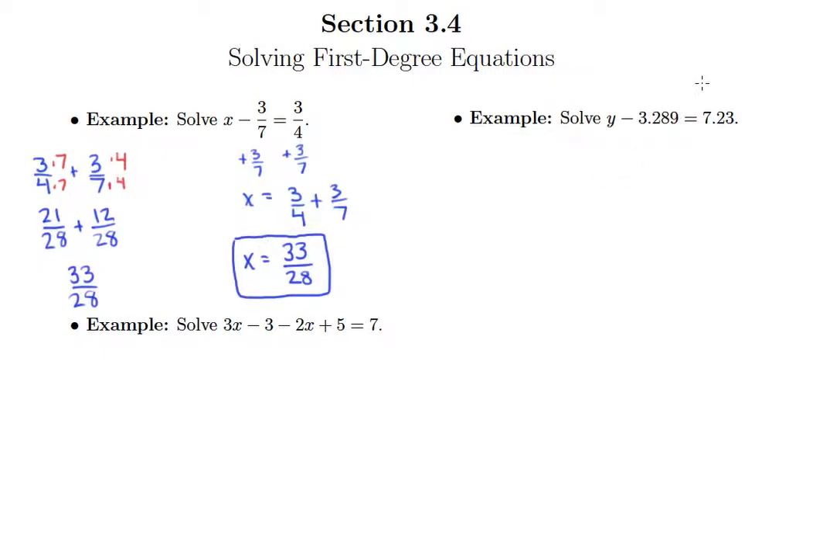All right, so we look over here. This is the same type of situation. We're subtracting 3.289, so we're going to do the opposite of what's currently being done to y. So we're going to add 3.289 to both sides.